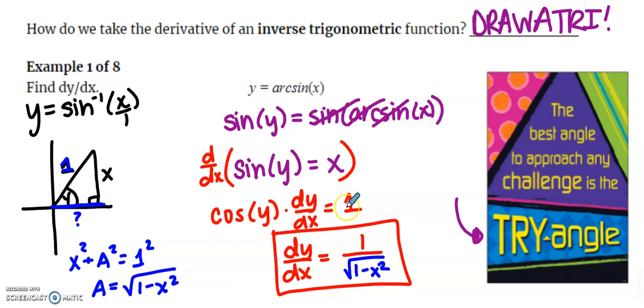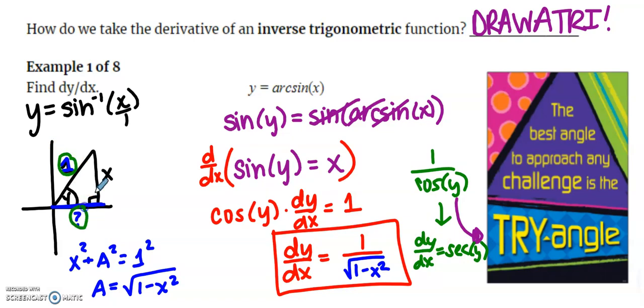Some of you might have said, wait a second, Ms. Schwartz, I saw you wrote 1 over cosine of y. Isn't that the same thing as secant? Totally true. dy dx here is also just equal to secant of y, if you like that identity better. Well, what is the secant of y? The secant of y is the hypotenuse over the adjacent. Boom, hypotenuse over adjacent. Either one works.